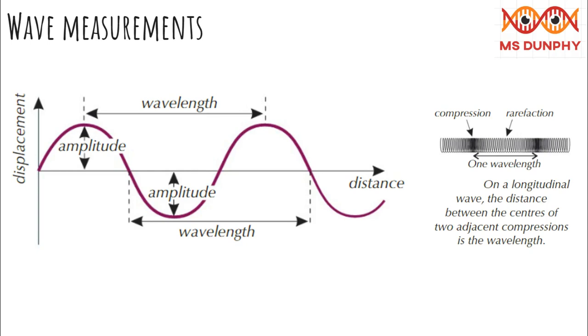Frequency is the number of complete waves passing a certain point per second. Frequency is measured in hertz. 1 hertz is 1 wave per second.